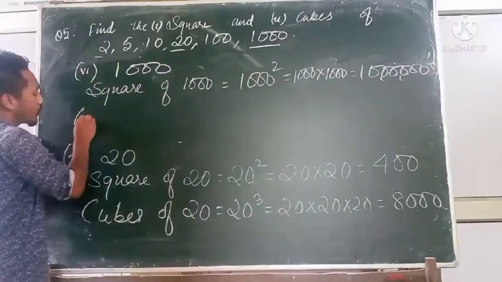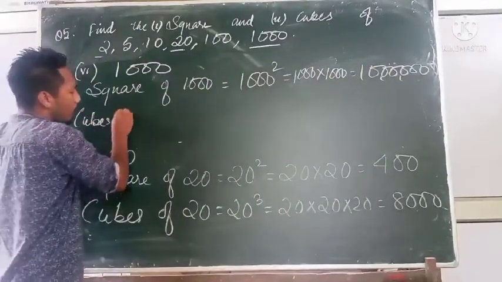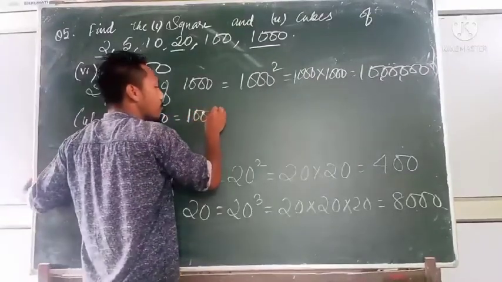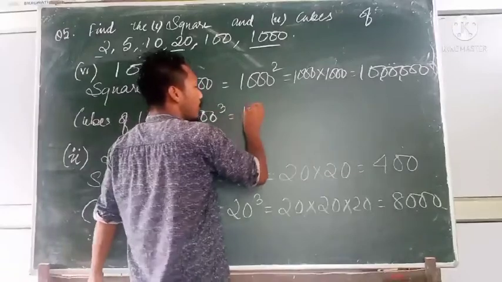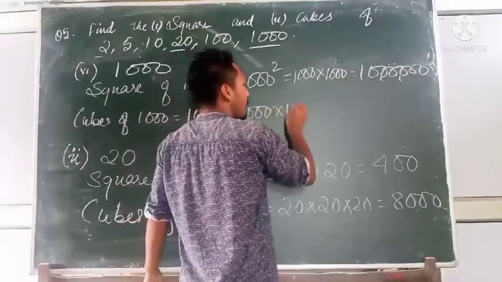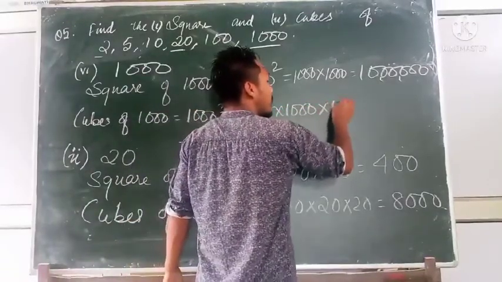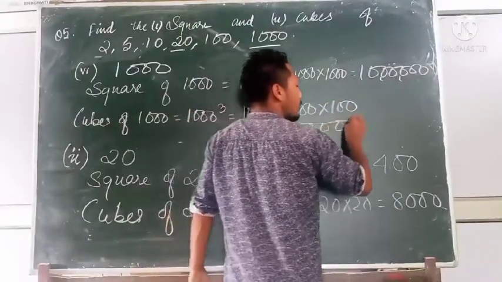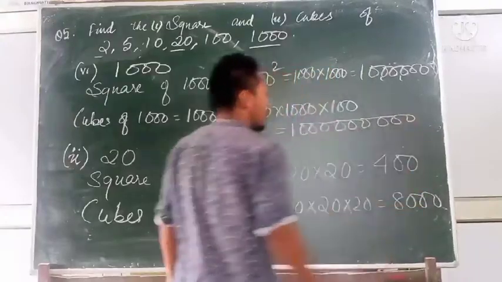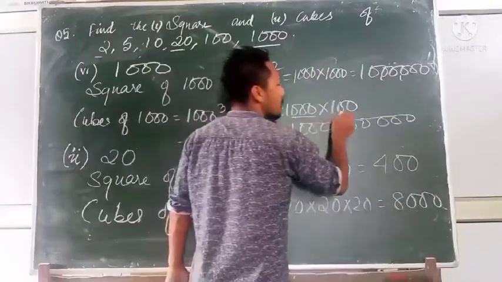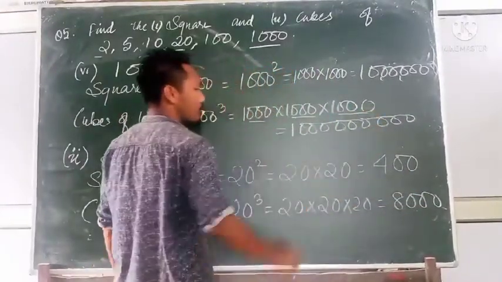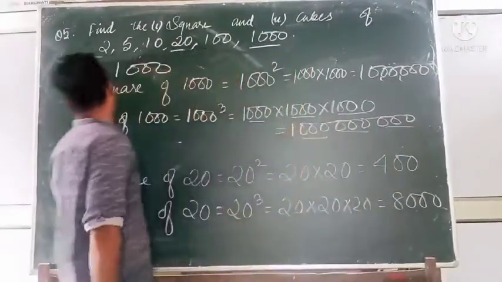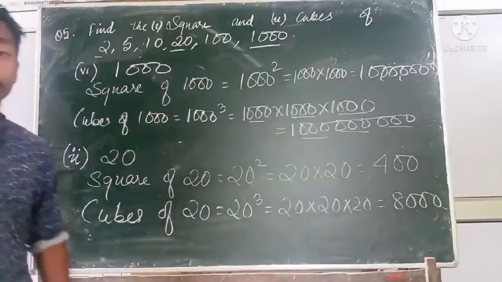So cube of 1000 will be 1000 to the power cube. That means 3 times you have to multiply. So your answer will have 3 zeros, 3 zeros, 3 zeros, that is 9 zeros, and 1 into 1 is 1. So this is your answer for that question.